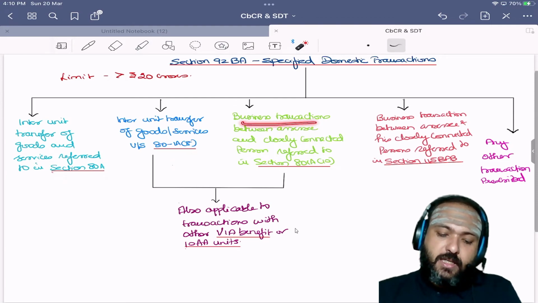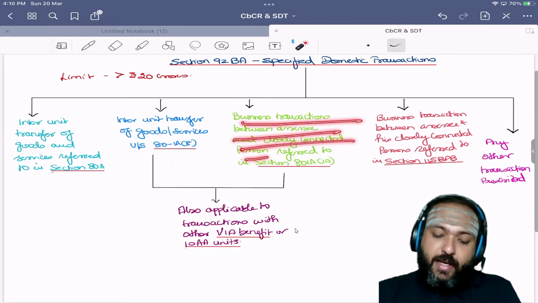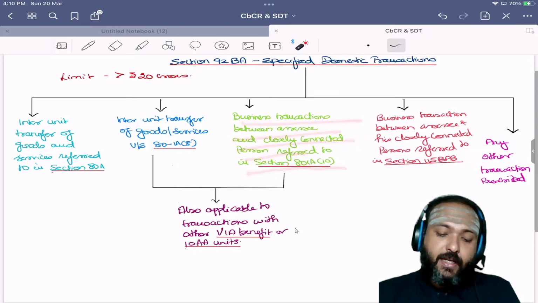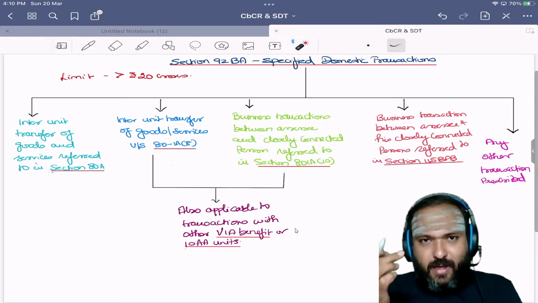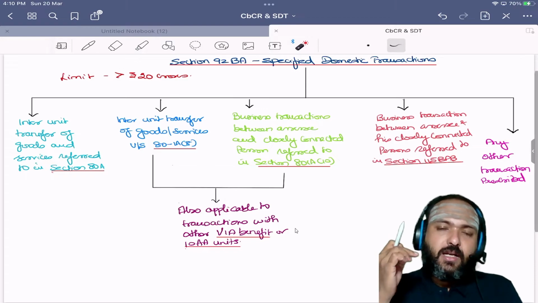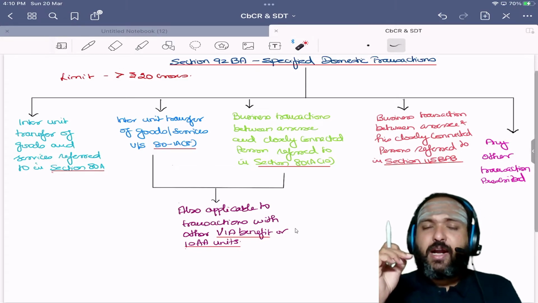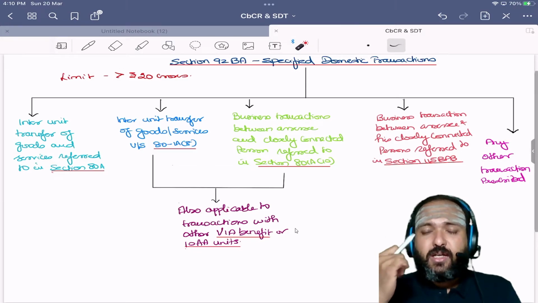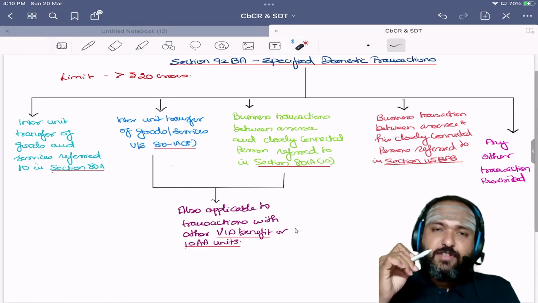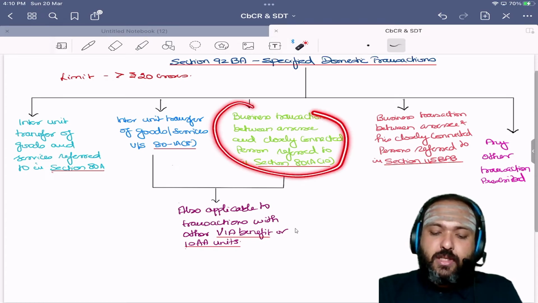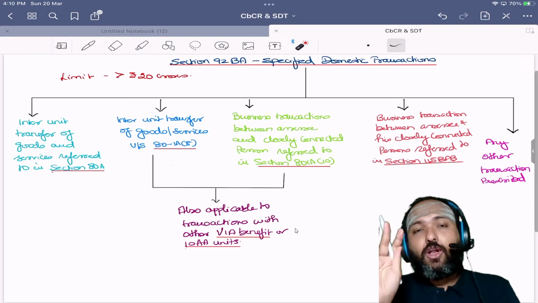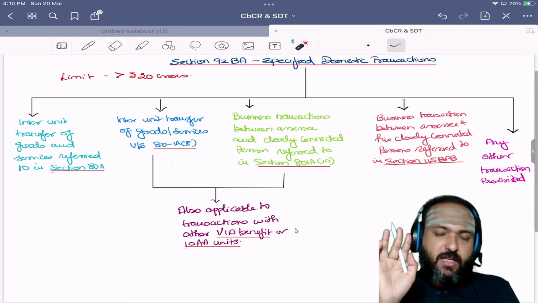Okay, now business transactions between the assessee and closely connected person referred to in 80IA. So if there is any other related party, let us say another subsidiary or an associate or a joint venture, and they transfer the goods in this fashion by misusing the tax benefit available, that will also be subject to a transfer pricing study.